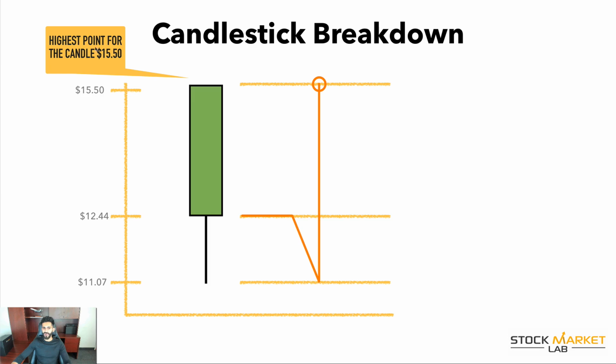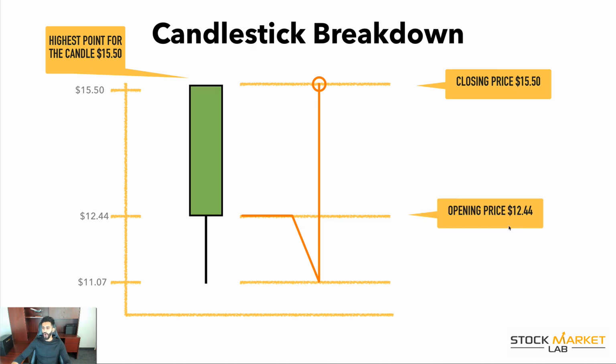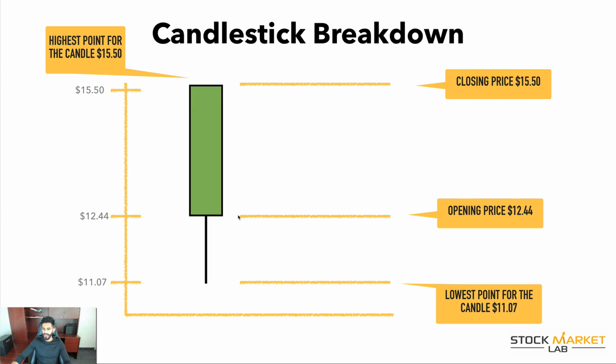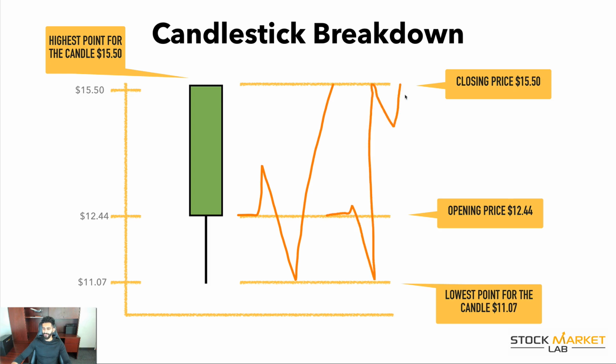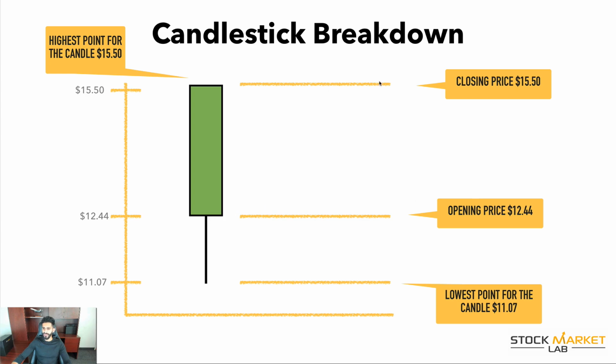You can see the highest point for the candle is 15.5. The closing price for this candle is also 15.5. The opening price is 12.44. And the lowest point for the candle is 11.07, which is why the candle is shaped like this. Once again, the candle probably opened and did something like that, or maybe did something like this. A lot of different formations, but this is the closing price and the highest, the opening price and the lowest price. That's why this candle looks like that.